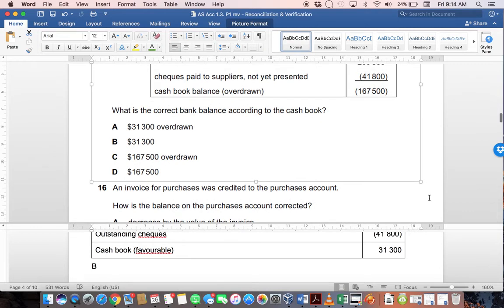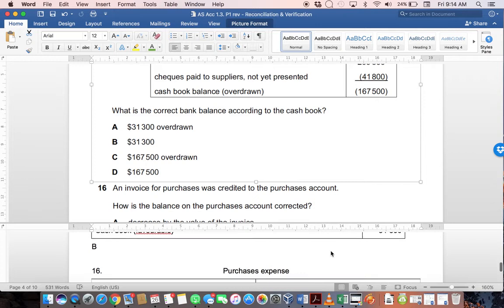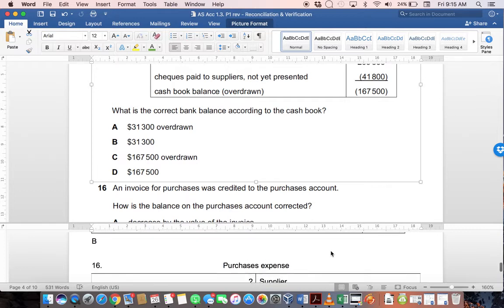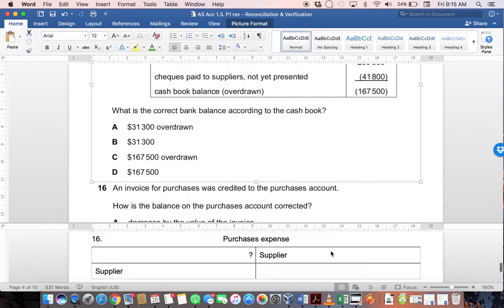Number 16. An invoice for the purchases was credited to the purchaser's account. How is the balance on the purchaser's account corrected? Again, I'm not going to look at my answers until I've figured it out for myself. Let's just draw up a rough purchaser's expense T account. Now, you don't always have to draw up all these T accounts. It's just if you're at all a little bit confused, they are very, very useful. And I'm using them simply to illustrate my explanations to you.